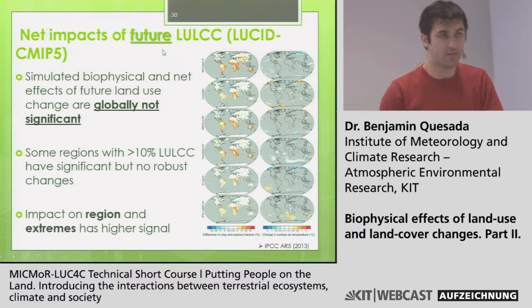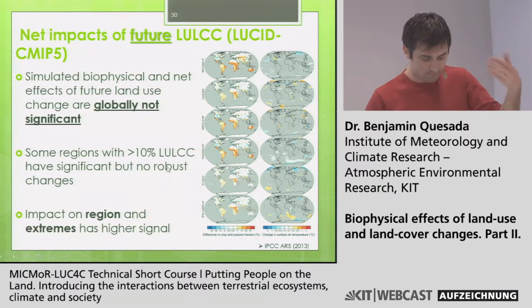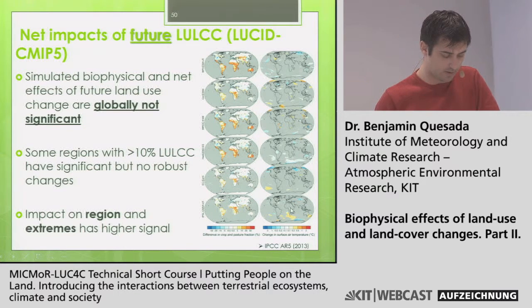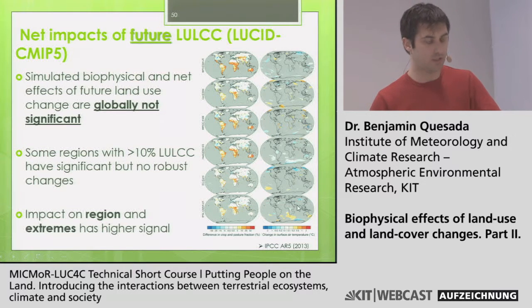There was also this LUCID CMIP5 experiment, so it's basically the same as LUCID but for the future, using 6 CMIP5 models with the scenario RCP 8.5, and so simulations with and without land use and land cover change for the future. And these are the results there in the second column for changes in surface air temperature. So in general, the simulated biophysical and net effects of future land use change are globally not significant, both for temperature but also for precipitation. Some regions, of course, with more than 10% of land use and land cover change for the future have significant changes, but it's not robust among the models. We can have higher signals for regional patterns or extremes, for example, for hot extremes.